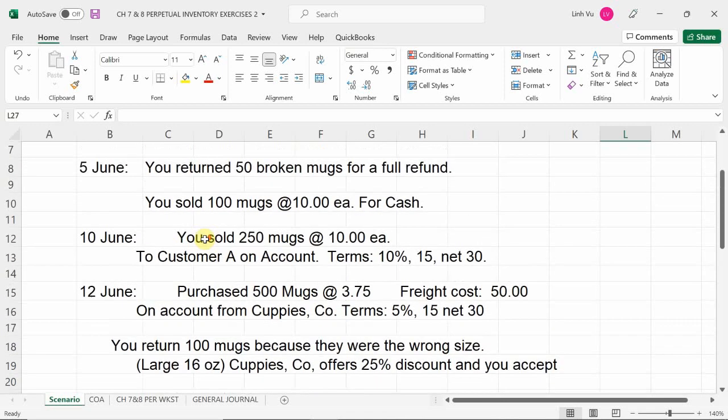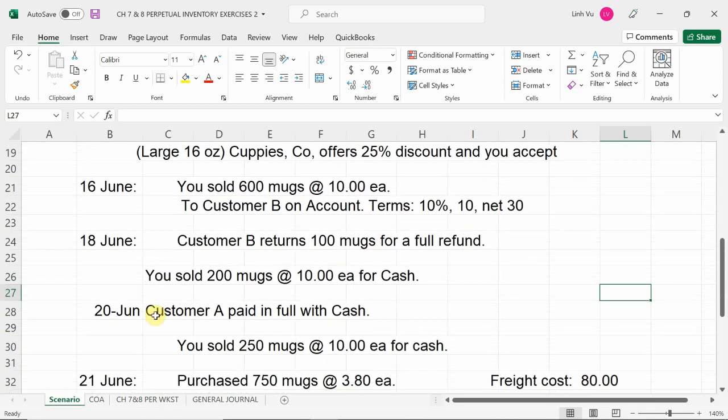The next purchase I made was on the 12th of June. In this case, I purchased 100 mugs, but I ended up trying to return 100 of them, and I ended up getting a discount for them. I purchased it on the 12th of June. Did I meet the discount due date? No, right? 12 plus 15 gives you 27. So in this case, I barely missed the discount period. So I have to just figure out what the number is between here.